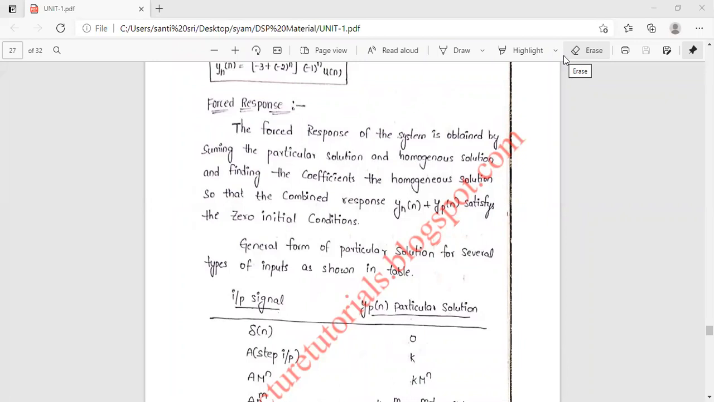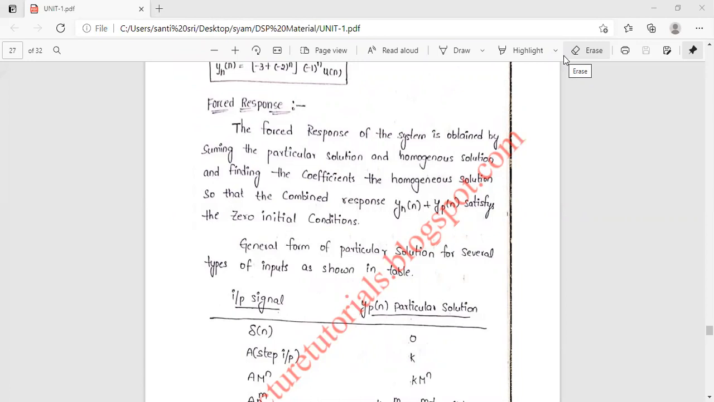We're going to discuss the forced response. Time response analysis of discrete time signals, we already discussed in the last class. Forced response was also started in the last class, so we'll see it again. What is meant by forced response?